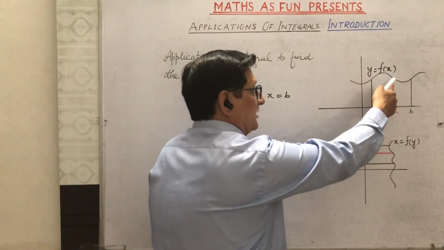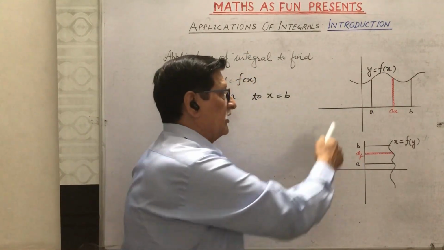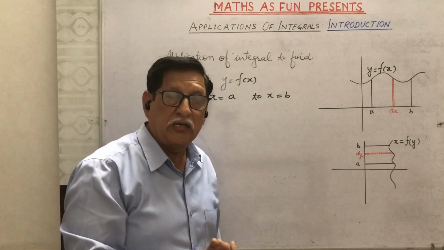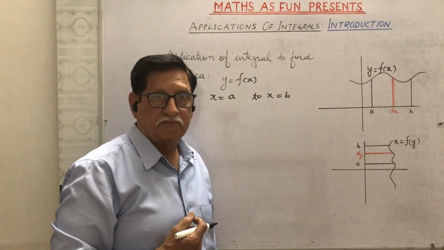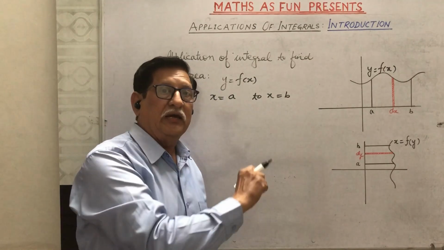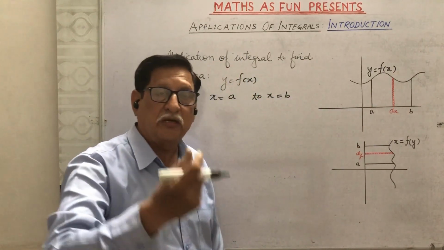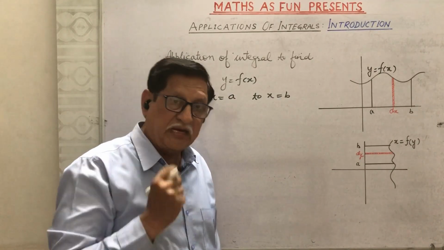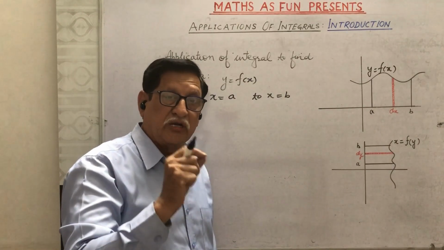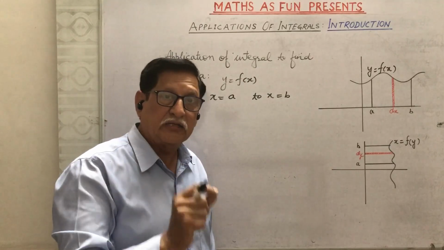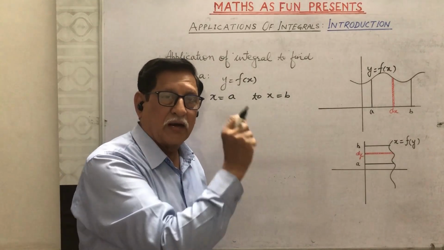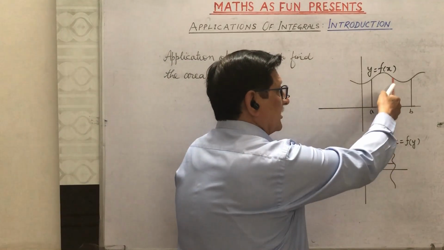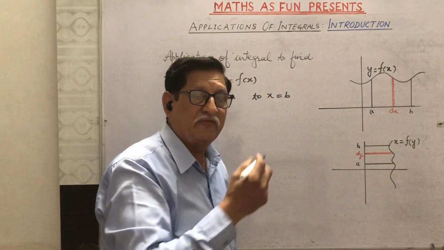We can draw a strip of width dx here, or we can divide this particular interval from a to b in many small intervals. And then we find the area of this particular region by adding the area of all those particular intervals. That we have discussed in the videos for definite integrals, finding the area of the region by limits of the sum. So here what we are doing, we are drawing a strip of width dx, and dx is very small.